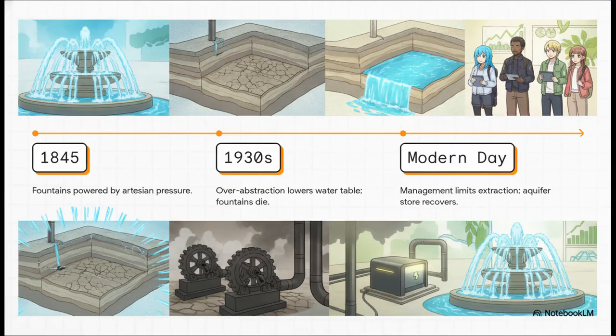This massive U-shaped structure historically created immense artesian pressure. Get this: back in 1845, when the iconic fountains in Trafalgar Square were first built, they were powered purely by this natural artesian pressure. No electrical pumps at all. But by the 1930s, heavy industrial over-abstraction was plummeting the water table. We depleted the store so badly the pressure failed, the fountains died, and the city had to install electrical pumps just to keep them going.